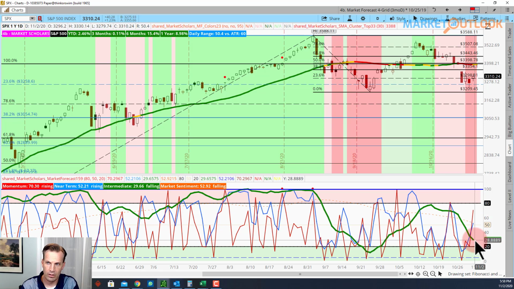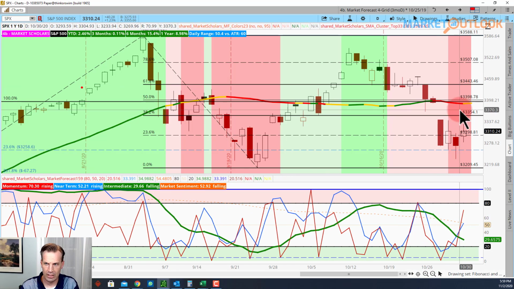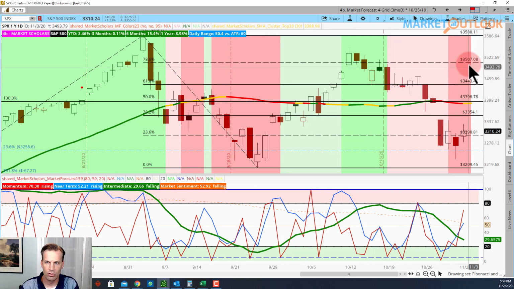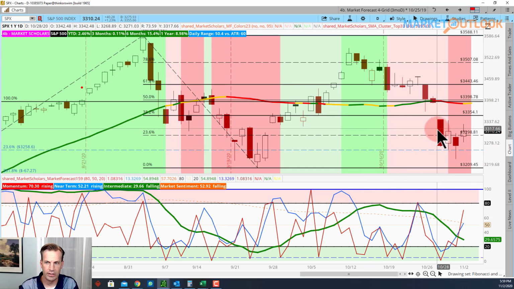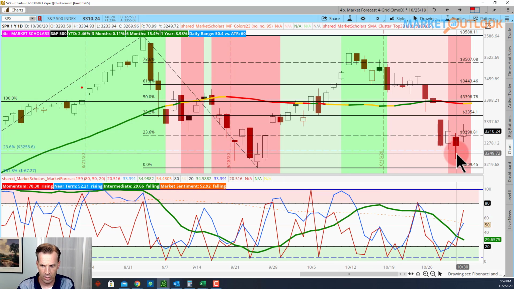The intermediate line is still down because we are still below the moving average. The near-term line and momentum lines turned up, but neither one of them hit strong bullish levels. We did close above Friday's high point, barely, so that's a close above the high of the low day. But I wouldn't put a whole lot of stock into that. Just keep an eye. Again, anything right now between this 23 and 78% level is just noise until you break above here, which we had a little false breakout, or you break down below here, and we've had a little bit of a false breakout to the downside with that long lower shadow on Friday.